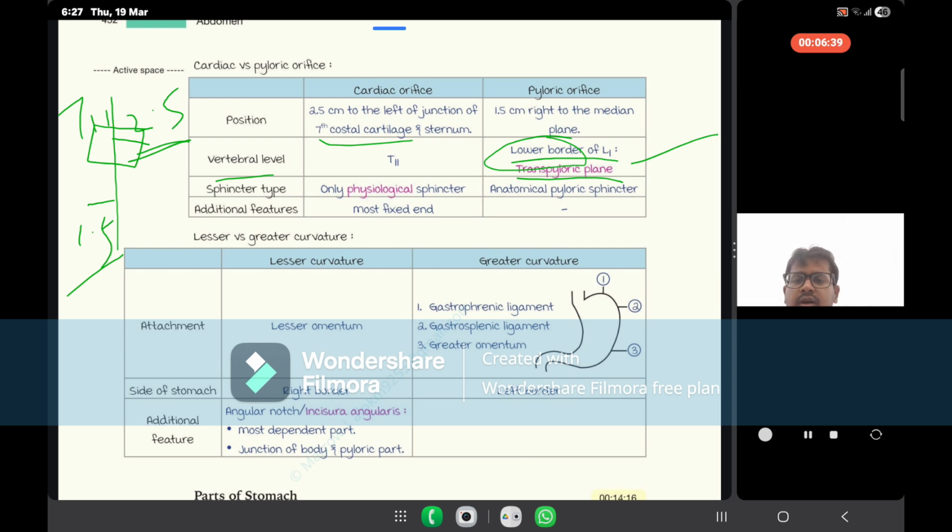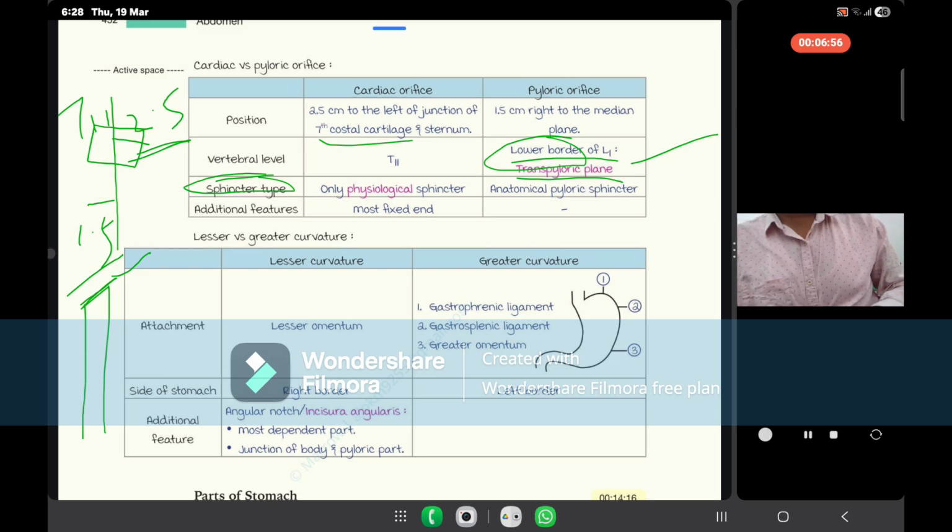So now we move to the next point, that is sphincter type. A sphincter is basically a constriction. In the esophagus we have a constriction, and another constriction is on the lower part, on the stomach side. Here we are having a sphincter.